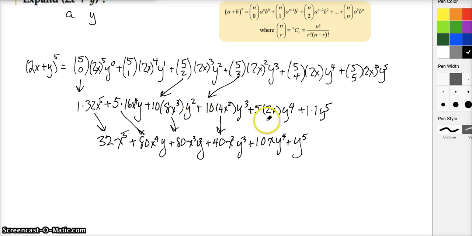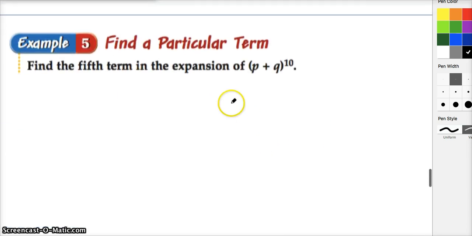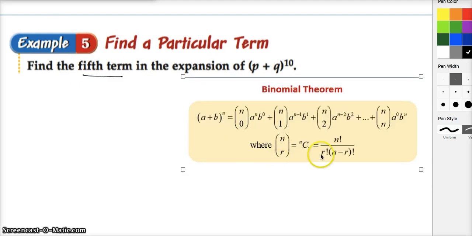Okay, so I'm going to do this final example so we don't have to do another video. Find a particular term. If I've got (p+q) to the 10th, find the 5th term of that. So let's go ahead and look at our expansion. So by considering this formula, our 5th term will look like this.